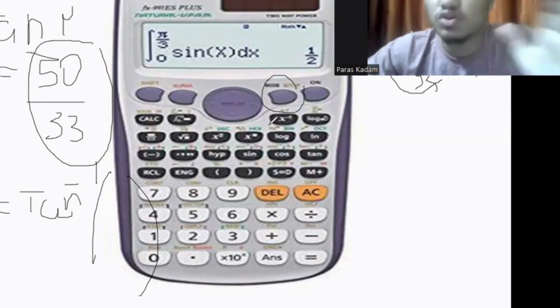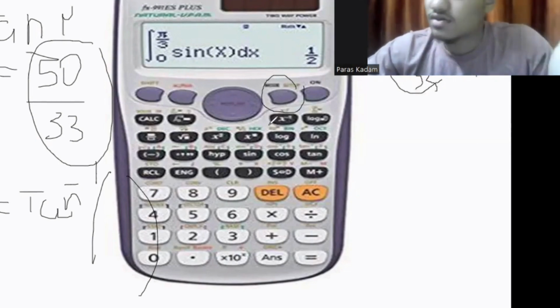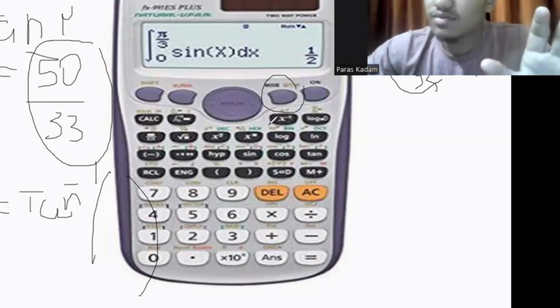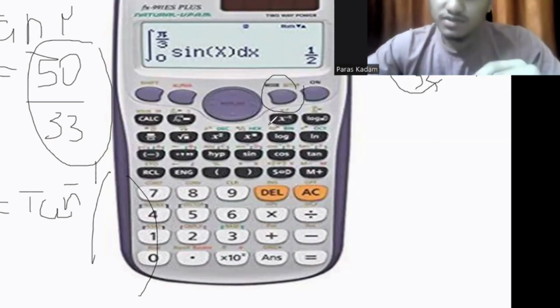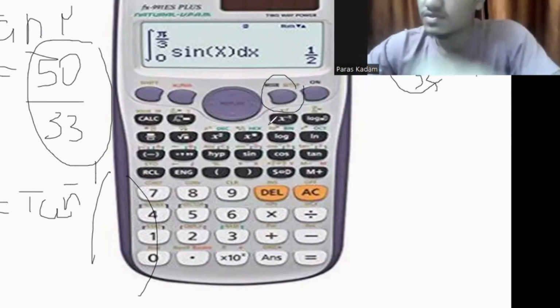Or suppose I have to solve a cubic equation. So how will I solve? I will click on the fifth number for equation, and I will get four options.